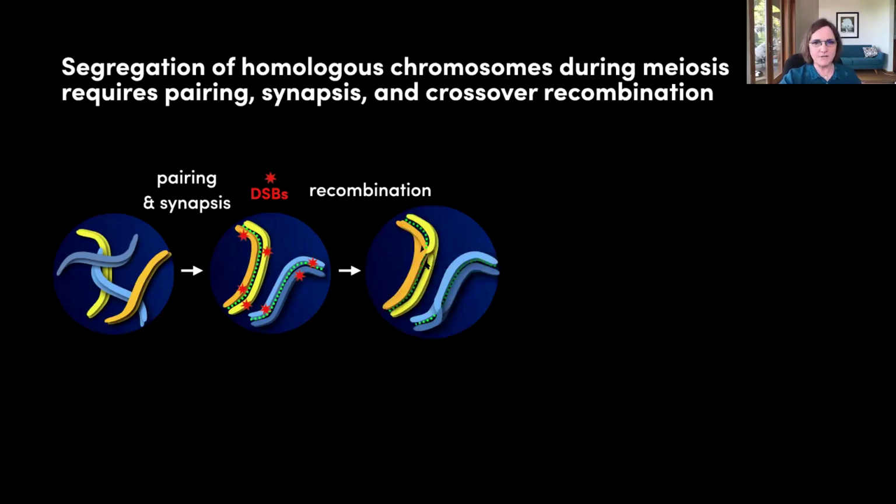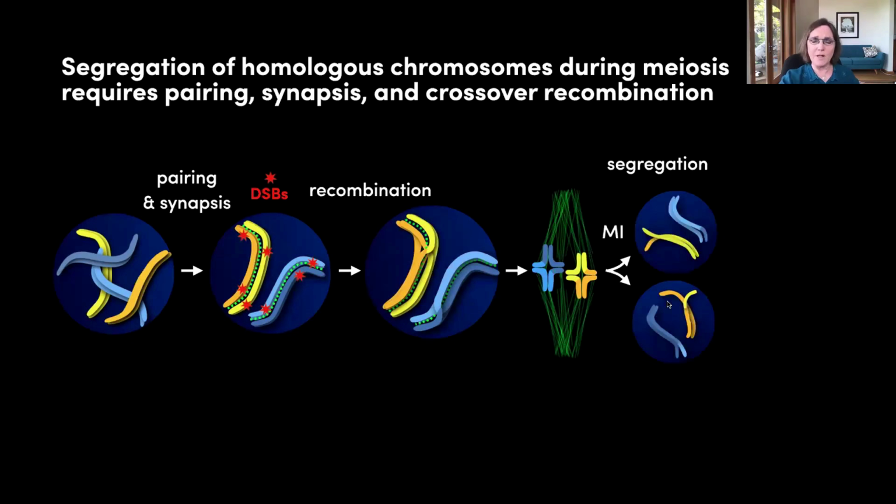A subset of those recombination events lead to the formation of these structures called chiasmata, which physically link homologous chromosomes and enable them to segregate from each other by maintaining that contact until the first meiotic spindle is assembled. And then chromosomes release cohesion in a stepwise fashion to enable first one round of segregation to separate homologous chromosomes, and then a separate round to segregate sister chromatids.